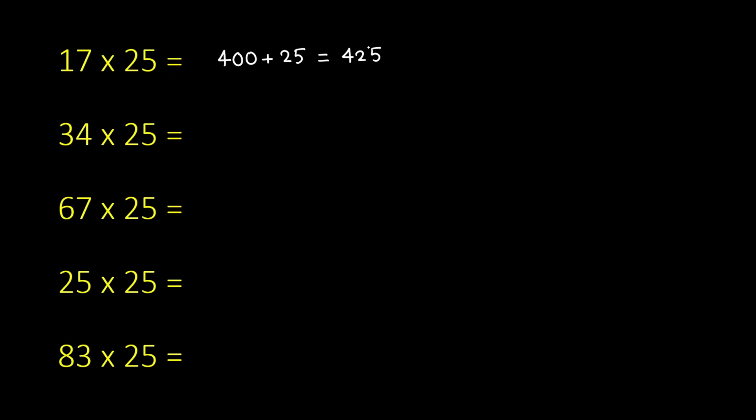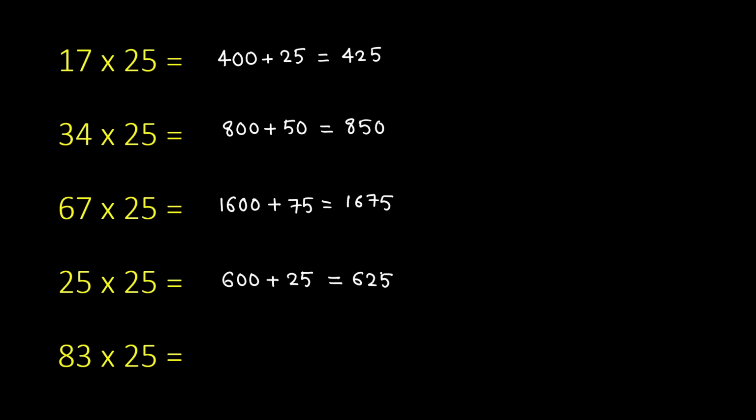25 when divided by 4, we get the quotient is 6. So it is 600 plus the remainder is 1. So 1 25 is 25. So 600 plus 25 is 625. 83 into 25. 83 when we divide by 4, the quotient is 20 and the remainder is 3. 3 25s are 75. So 2000 plus 75, we'll get 2075.